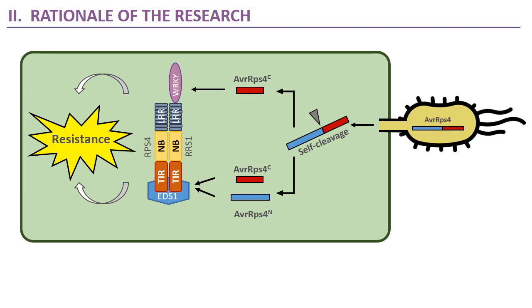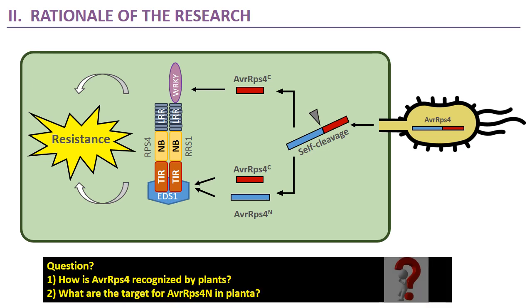Another research group proved that both N-terminus and C-terminus can somehow target to EDS1 and lead to the resistance. However, the mechanism of how AVR-RPS4 is recognized by plant is still unknown. So the purpose of my study is to answer the questions how AVR-RPS4 is recognized by plants and what are the targets for AVR-RPS4 N-terminus in the plant.